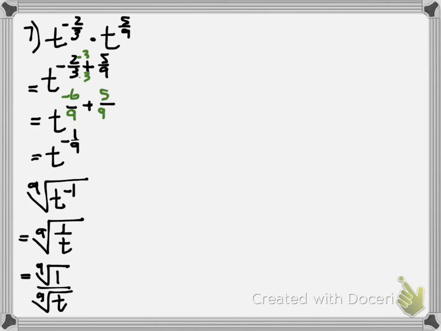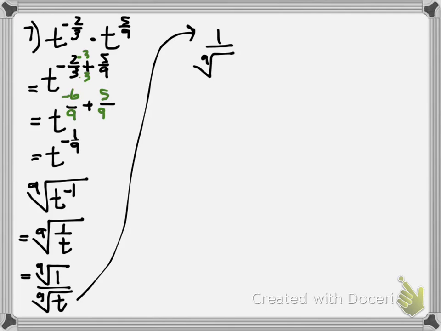Now, believe it or not, we have two numbers that you can take to any root. What are the two numbers I can take to any root? And I know the answer. 1, 0. I can take 1 to any root and I get 1. I can take 0 to any root, I get 0. Okay. So here's where I'm at now. The 9th root of 1 is 1. And then I have the 9th root of t.